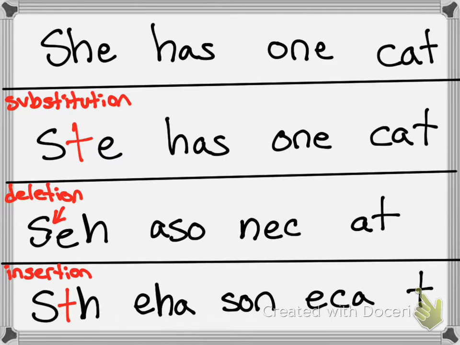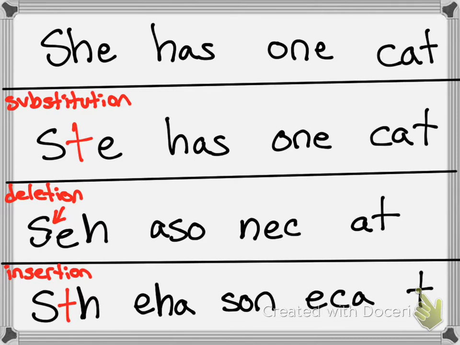Now, I can still read that sentence pretty clearly, right? It makes a little bit of sense, but it's like a typo. I can still see the main point. "Blank has 1 cat." So substitution isn't that dangerous. But deletion and insertion are.